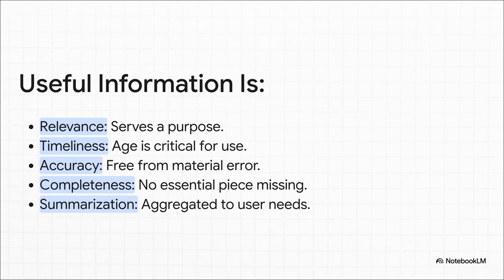So the entire goal of that final stage, information generation, is to create reports that meet these 5 key characteristics. For information to be truly useful and actually drive good decisions, it has to be relevant to what you're doing. It needs to be timely so you can act on it. Of course, it has to be accurate and complete. And finally, it needs to be summarized in a way that makes sense for the person who's going to use it.